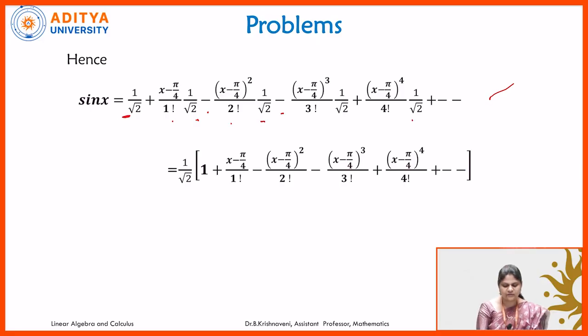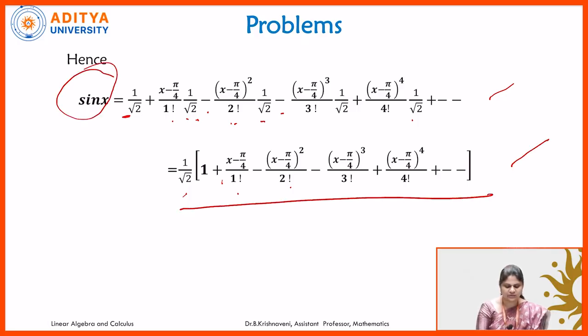So in every term we are getting 1 by root 2 common, you can take the common 1 by root 2 and you are left with 1 plus x minus pi by 4 by 1 factorial minus x minus pi by 4 whole square by 2 factorial minus x minus pi by 4 whole cube by 3 factorial plus x minus pi by 4 whole to the power of 4 by 4 factorial plus so on. So this gives the Taylor series expansion for the given function in powers of x minus pi by 4.